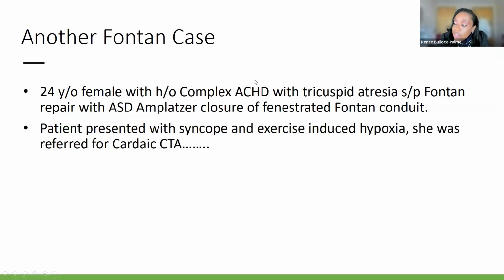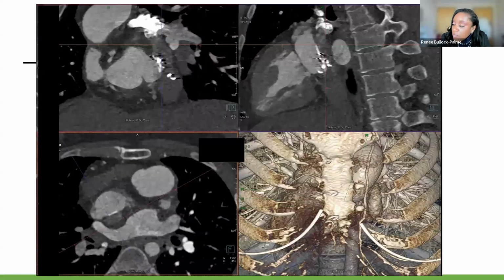This is actually a patient that came to me, another Fontan patient. And this time she came because of syncope, having episodes where she was passing out, exercise induced, and she was referred for a cardiac CT. Just for simplicity, these were still frames. And on the delayed scan, she had this entire conduit that was thrombosed. And this was actually the delayed scan, and it persisted.